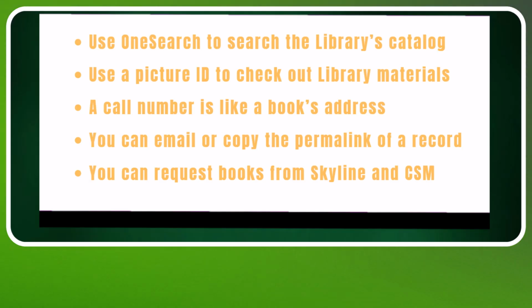To review, use OneSearch to search the library's catalog. Use a picture ID to check out library materials. A call number is like a book's address. You can email or copy the permalink of a record. You can request books from Skyline and CSM.